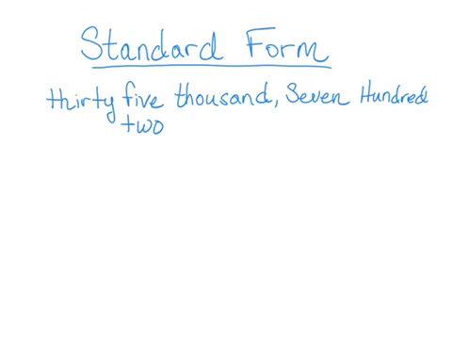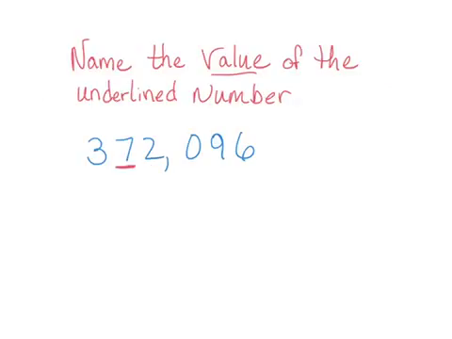So we've got 35,000. So I'm going to write this out. 35,700. There is no tens, so we're just going to put a 0 for that placeholder to show there is no tens. 702. So I just written this out from word form to standard form, which is 35,702.